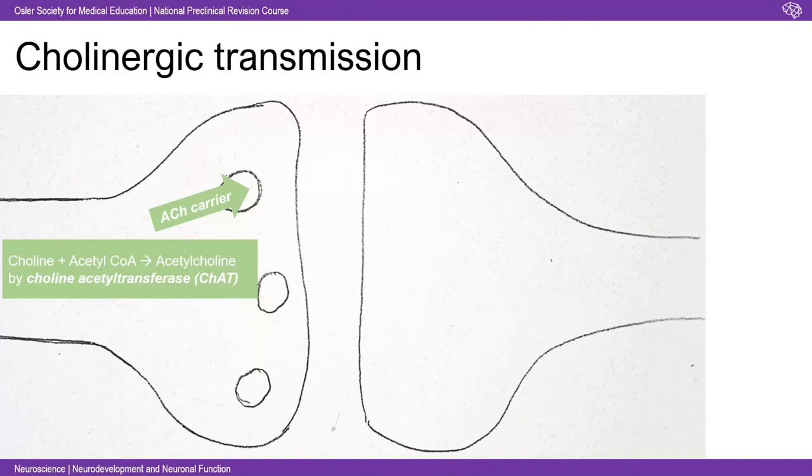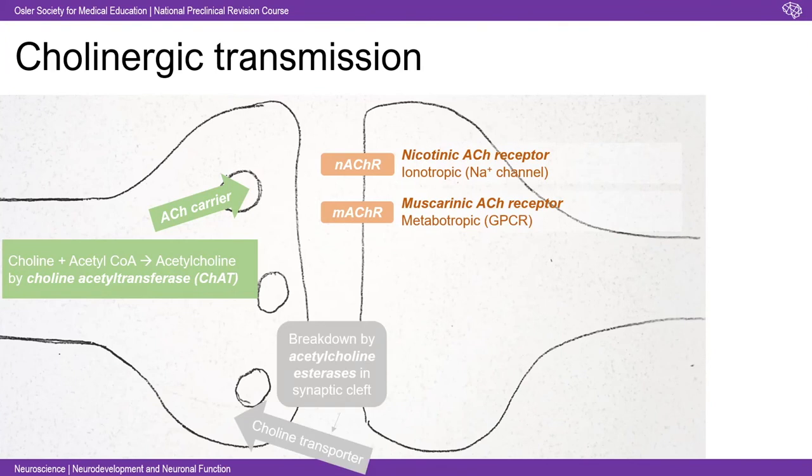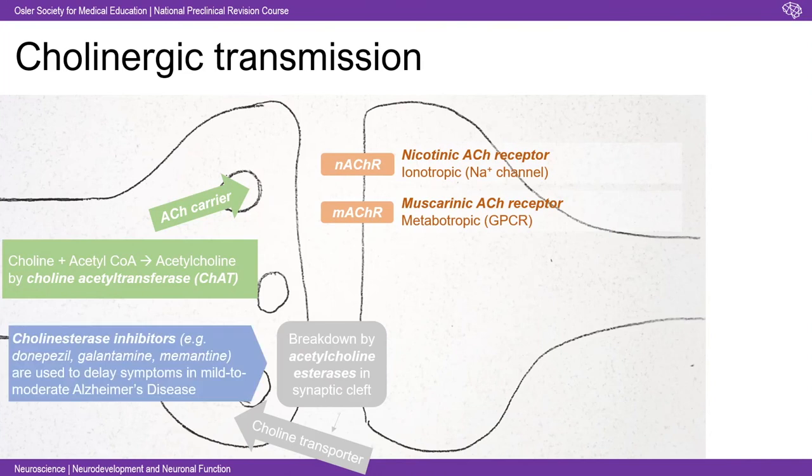Cholinergic transmission, we have met this a lot during preclinical, during year one, and it's exactly the same sort of mechanisms as you see in peripheral nerves. So choline and acetyl-CoA, synthesized by choline acetyltransferase. You've got an acetylcholine carrier for into the vesicles, and then you have your nicotinic receptors, which are your ion channels, and your muscarinic receptors, which are metabotropic, and they are a big family with lots of different G proteins and lots of different roles. You have acetylcholinesterase in the synapse, breaking it down, and a presynaptic choline transporter for recycling.